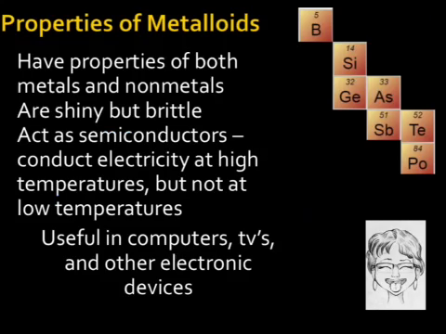What makes metalloids special is their properties that are in between metals and nonmetals. For instance, they're shiny, but they're brittle, so they can't be pulled into wires like metals can, but they're shiny like metals are. And what's really special about them is that they can act as a semiconductor. In other words, they can conduct electricity if it's a high temperature, but not at a low temperature. And it is this property that makes them useful in all of our electronic devices.